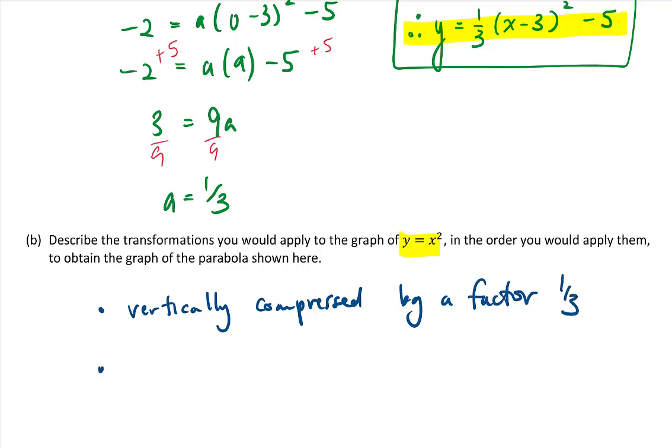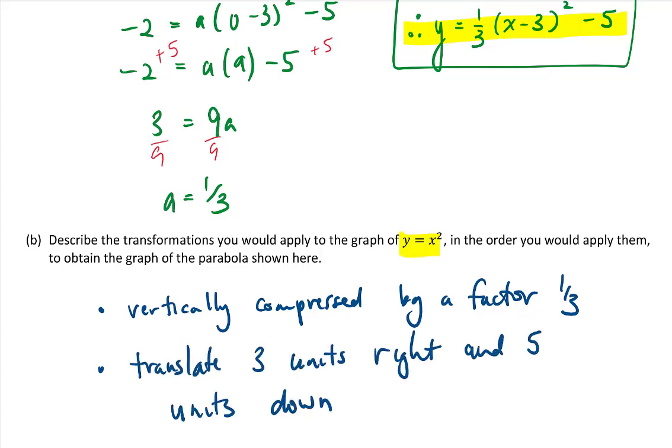Now we look at the h and k value. So the h is 3. Since the h is 3 and the k is -5, that means we'll translate the parabola 3 units to the right and 5 units down. And there's a description of the transformations you would apply to y equals x squared to get y equals 1/3 (x minus 3) squared minus 5.